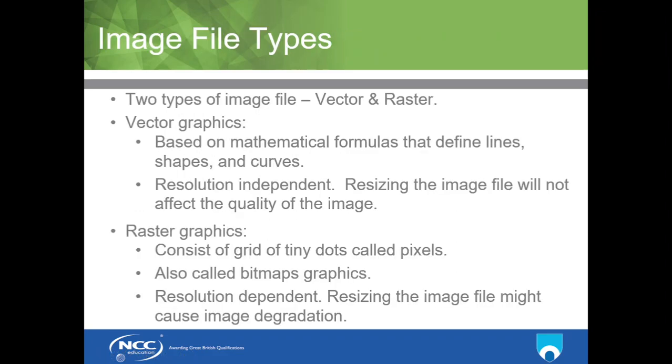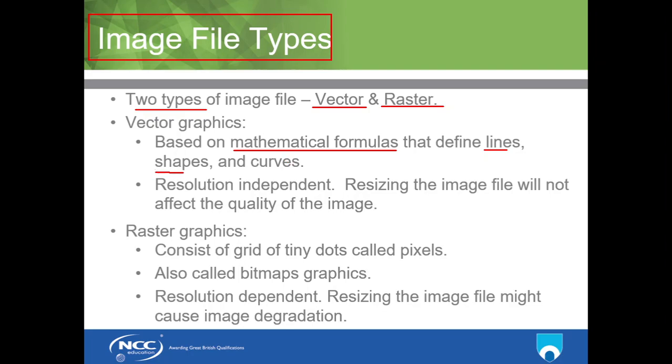So let's begin by looking at the different image file types. Generally, we have two types of image files. We have a vector image and a raster image. A vector image is based on mathematical formulas that define lines, shapes, and curves. On the other hand, raster graphics consist of a grid of tiny dots. These tiny dots are called pixels. So that's the main difference between vector images and raster images.